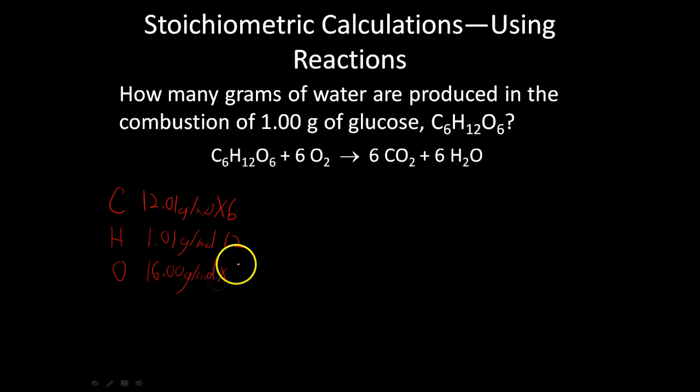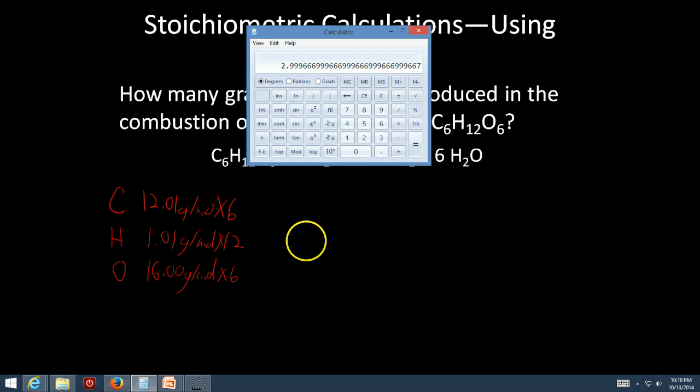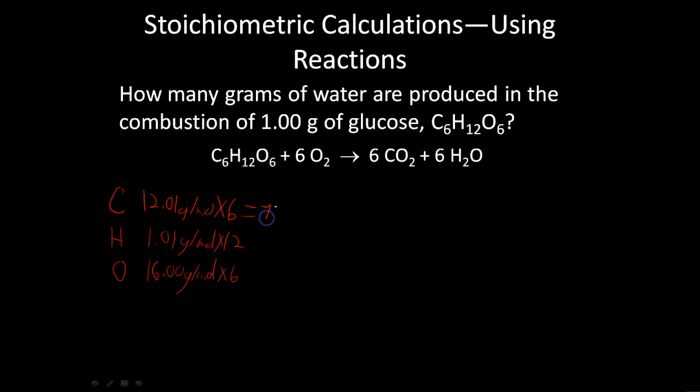And we'll multiply that by 6 also. So I'm going to go ahead and get the calculator. So here's our calculator, trusty dusty, and we go 12.01 times 6. So it's 72.06. Let me go ahead and put that, 72.06 grams per mole.